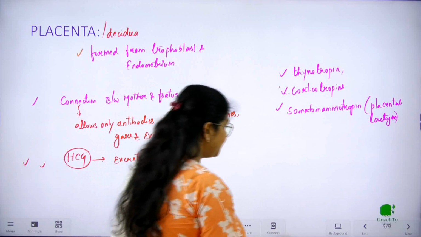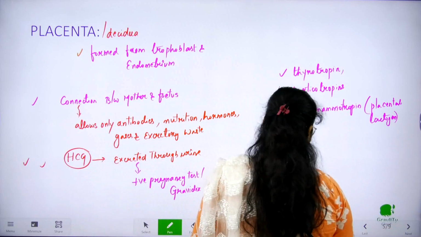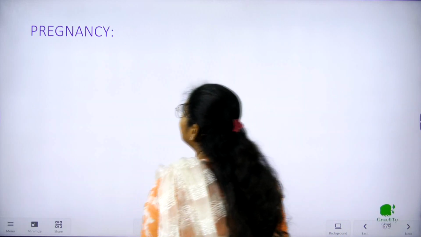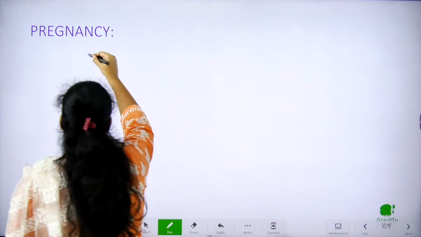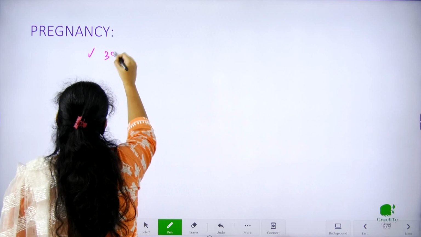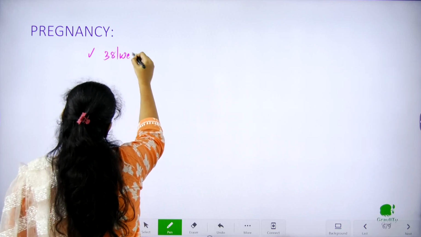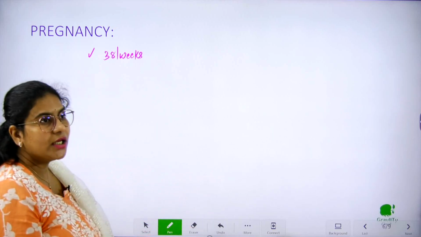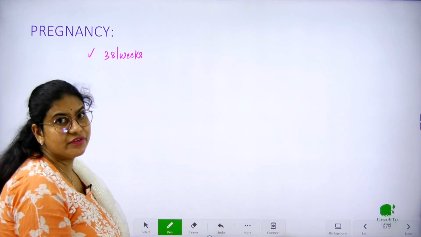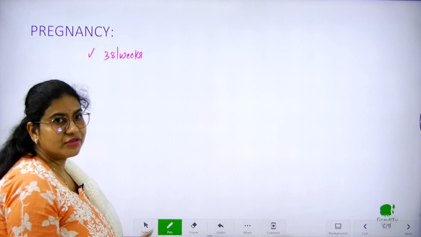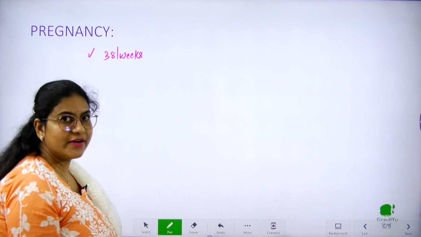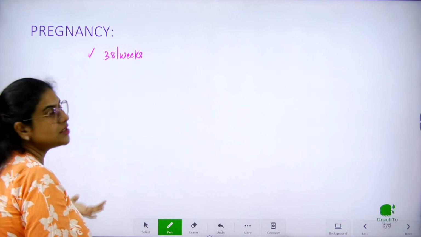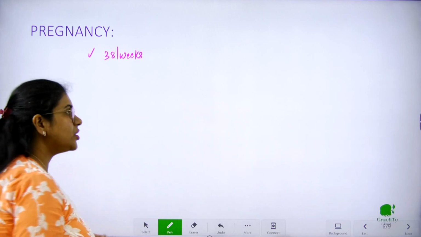Next, moving to the developmental stages of the fetus. Guys, an average pregnancy lasts for 38 weeks in humans. In case of cat, it is 60 to 65 days. In case of elephant, it is more than 350 days. And in case of rat, it is approximately 30 to 35 days. So from animal to animal, the duration of the pregnancy, what we call gestation, will also change.